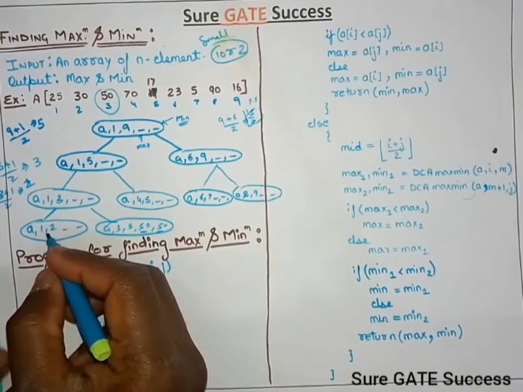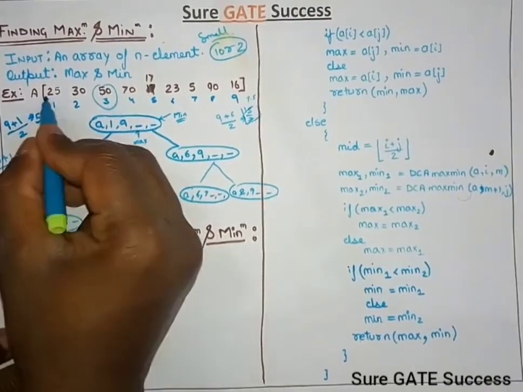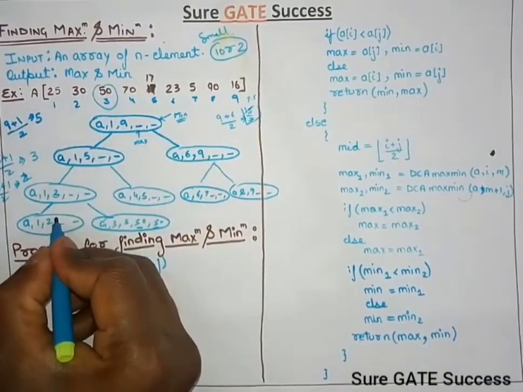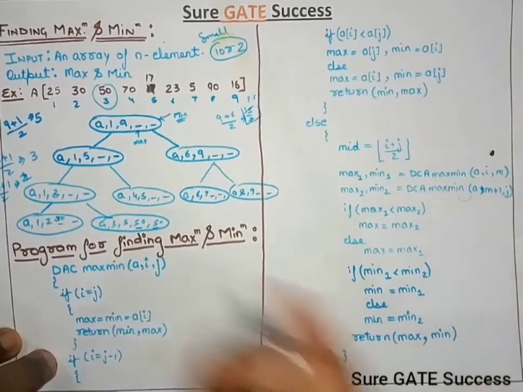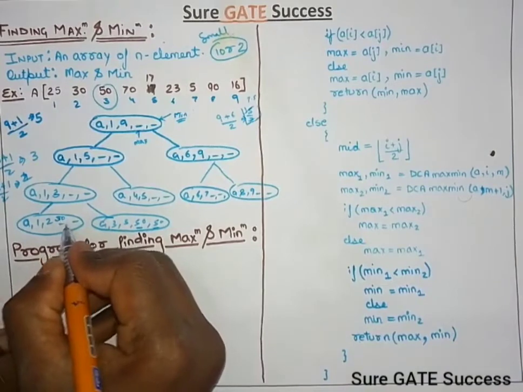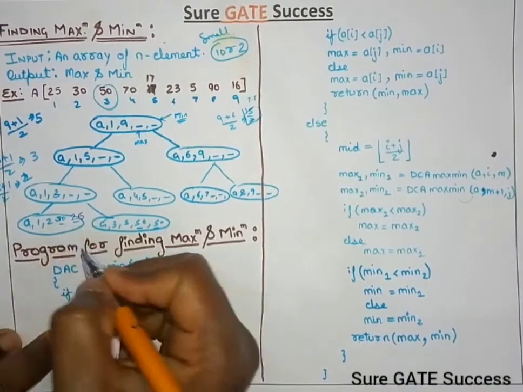Among the first and second, who is the maximum? 30. So place it here. Let me use my pen. So place 30 here. What is the minimum? 25. So we have to place 25 here, and 30 here.